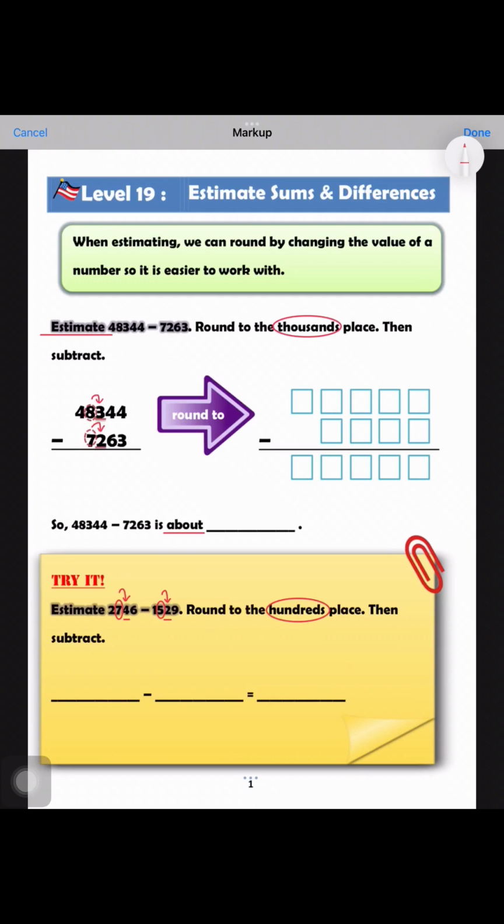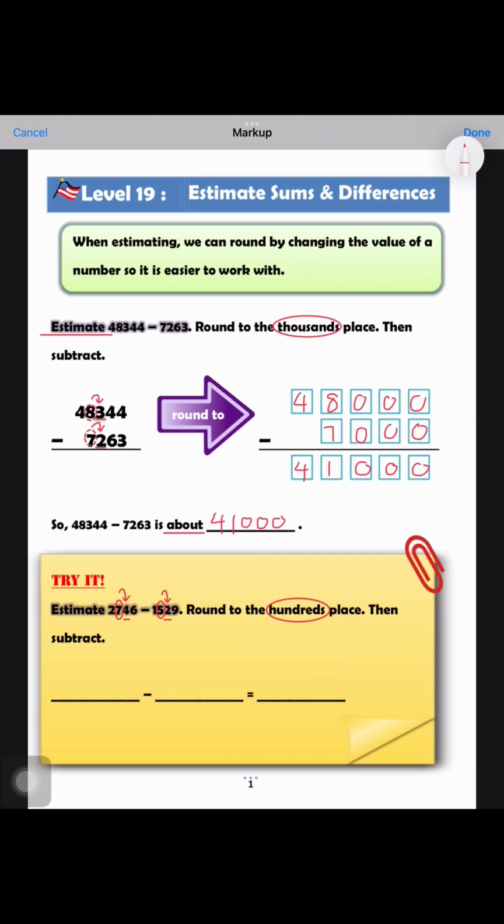For 48,344, we will round it to 48 thousand, as the number 3 in the hundreds place is smaller than 5. For 7,263, we will round it to 7,000, as 2 is smaller than 5. So 48,000 minus 7,000 equals 41,000. So the answer is about 41,000.